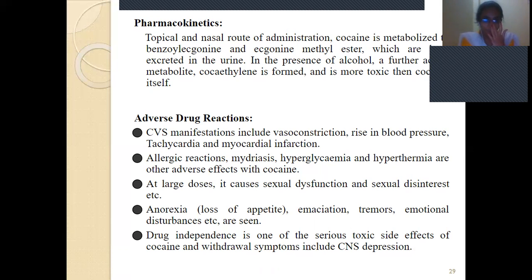Among adverse drug reactions, it affects the heart, such as a rise in blood pressure and myocardial infarction, and causes allergic reactions. If we take a large dose, it can cause sexual dysfunction, anorexia, meaning loss of appetite, tremors, and emotional disturbances. Drug dependence is one of the serious side effects of cocaine. If we take more of the drug frequently, we become dependent on it, and when habituated we cannot leave it. This is the main effect.